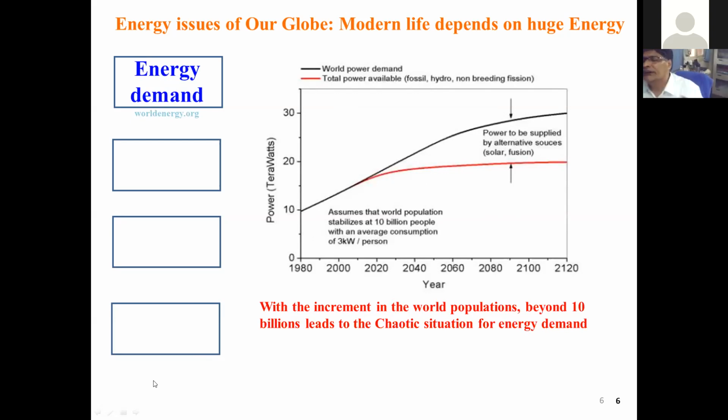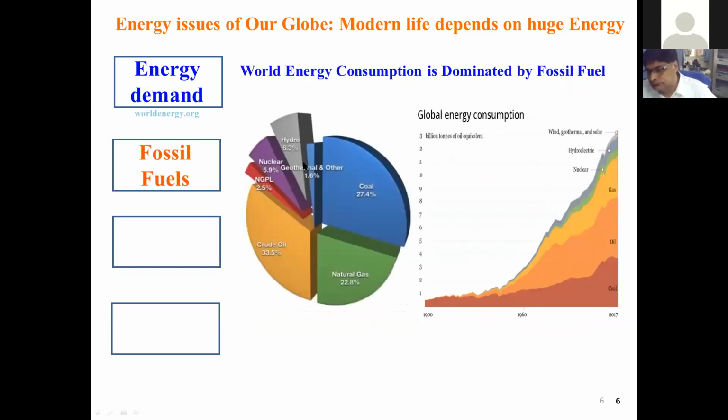So suppose we assume that 10 billion people exist and they consume 3 kilowatts of energy per person, then you can see that there is a large gap between the world power demand and the availability of energy, particularly from the fossil sources, like fossil, hydro, breeder, fission, and all of that. That means this gap is there, and one needs to fulfill it, right? And we can see that most of the energy supply at present is from fossil fuels, and that can be seen in this pie graph.